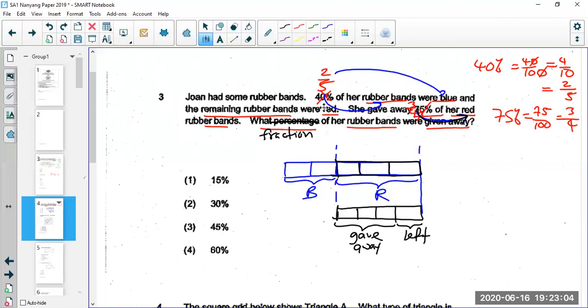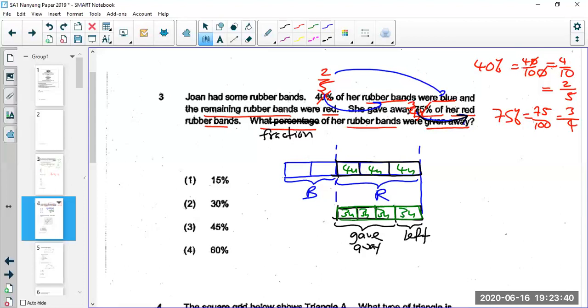So you look at the model, what fraction of the rubber bands were given away? You look at the model, can you see the red on top is 3 boxes and below is 4 boxes, right? So you put 3, 3, 3, and 3. Then on top, you put 4, 4, and 4. Very important, why must you cut into equal units? Because on top and below they refer to the same color. So you have 12 units on top and 12 units below.